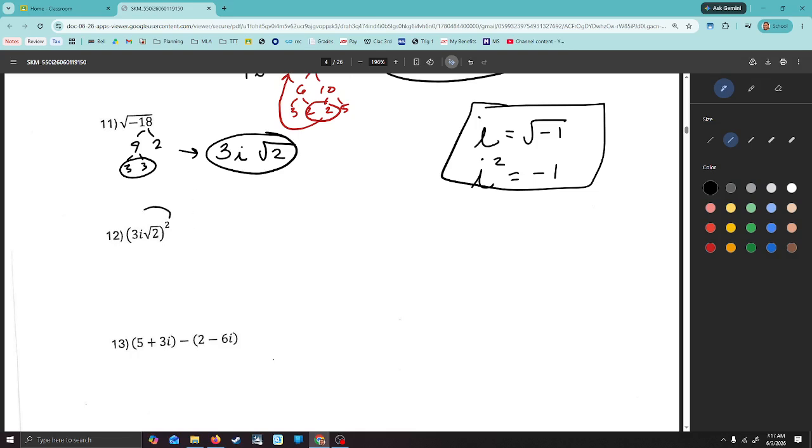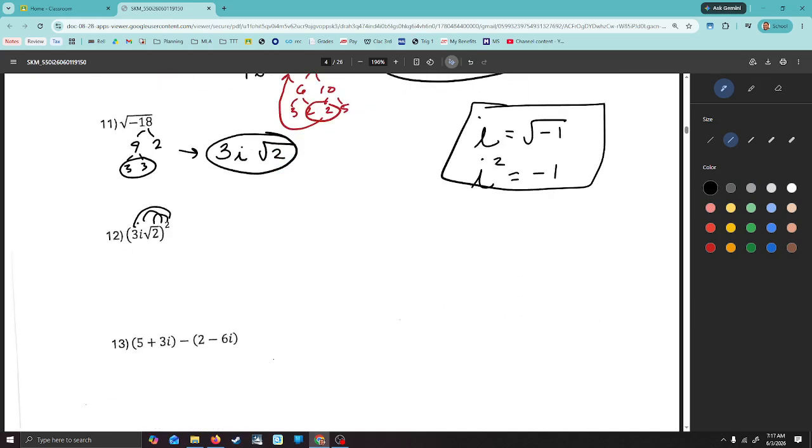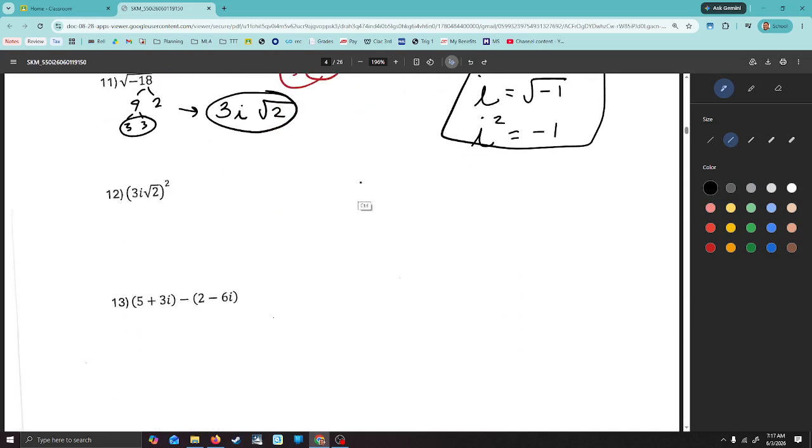Over here, I'm allowed to distribute the 2 because there's no plus or minus on the inside. Compared to number 10, which had a plus sign inside, so I had to rewrite it. This one, there's no plus or minus, so I can just distribute. So in this case, it's going to be 3 squared, 9, i squared, negative, root 2 squared, 2. So negative 18.